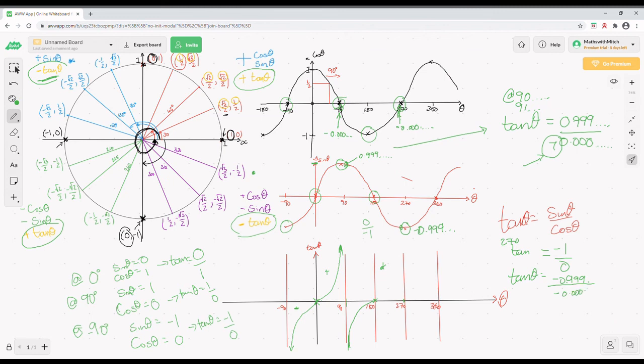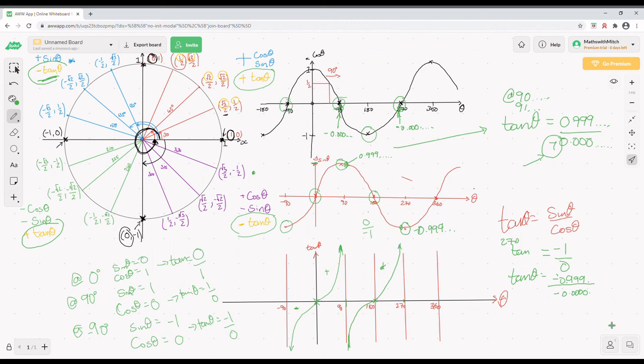So we know a negative divided by a negative gives a positive. And again, we're in the same circumstance, that's going to give a very large number. 0.999 divided by a very small number, 0.000, gives a very large number. So the value for tan is going to be coming down from infinity back down to 0 here.